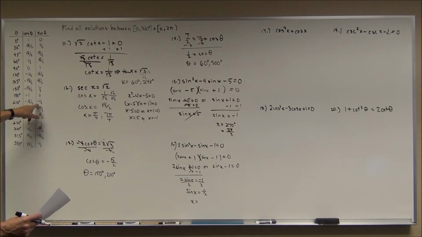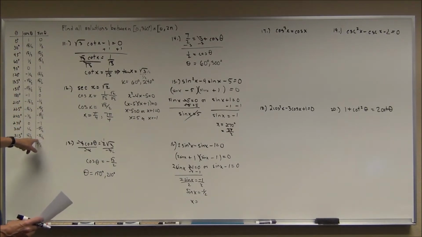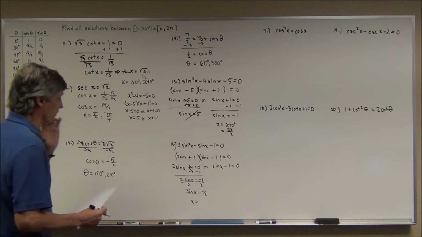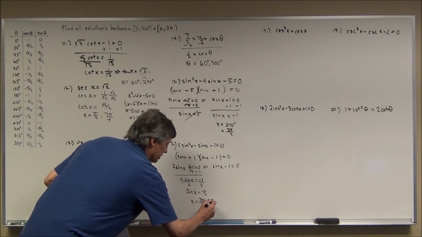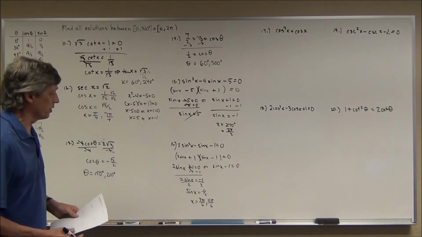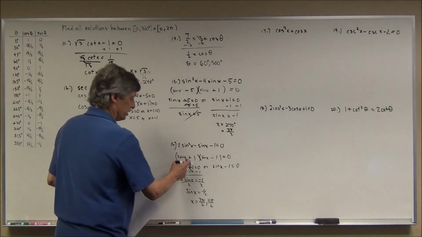Not just at 210 or 7 pi over 6, but also at 330, which is 11 pi over 6. So this happens at 7 pi over 6 and 11 pi over 6. Or 210 degrees, 330 degrees. Now, are those my only answers? Well, this is just this one.